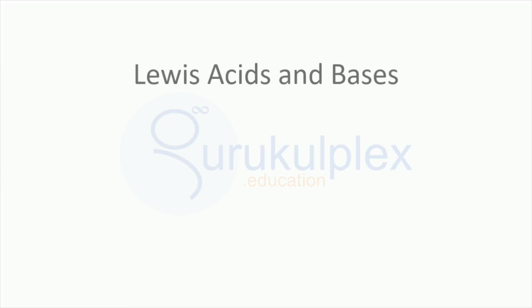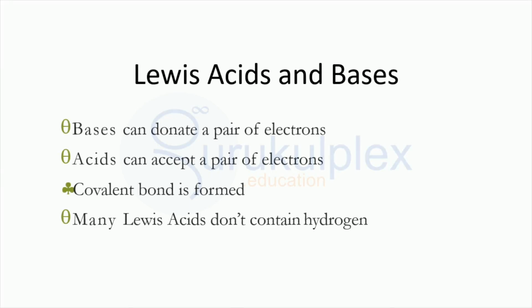Lewis acids and bases are chemical compounds that interact, leading to covalent bond formation. Bases donate a pair of electrons while acids accept, resulting in the bond. In contrast to traditional acids, many Lewis acids don't contain hydrogen.